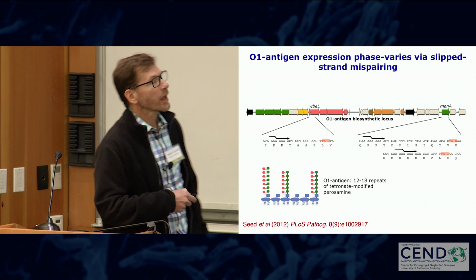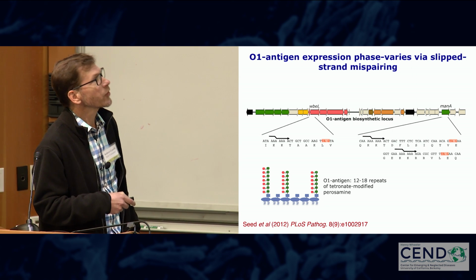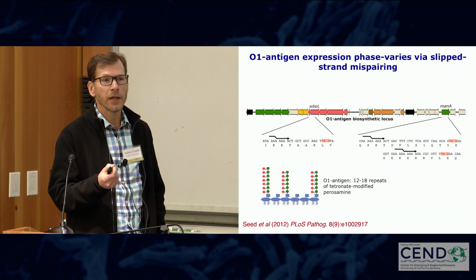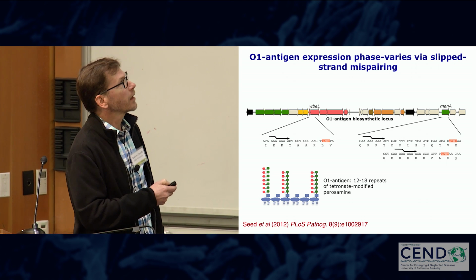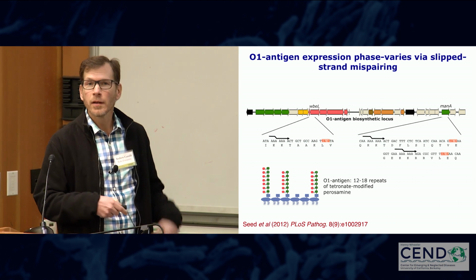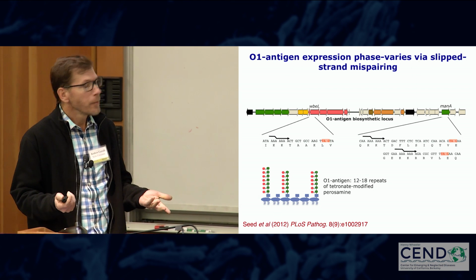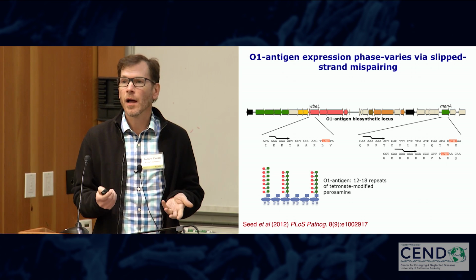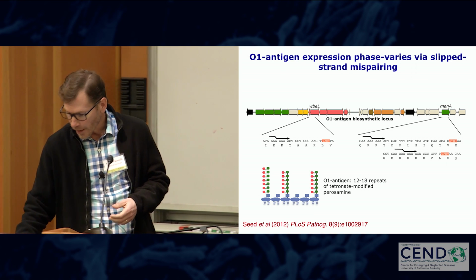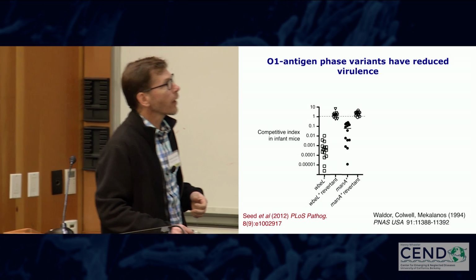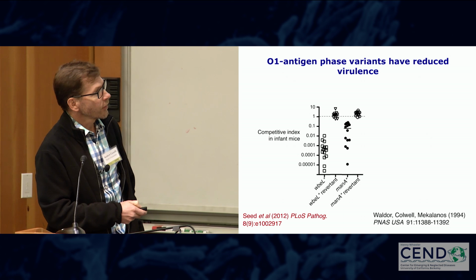And what she showed is that at a high frequency, through slip-strand mispairing, they will add or subtract an A and shift the reading frame of the gene. So it's not making the protein product, and then the bacteria are not making the O1 antigen, and they escape the phage. But we don't see these frameshift mutants coming out of cholera patients. Why is that? It's because the O1 antigen is required for infection. It's a virulence factor.